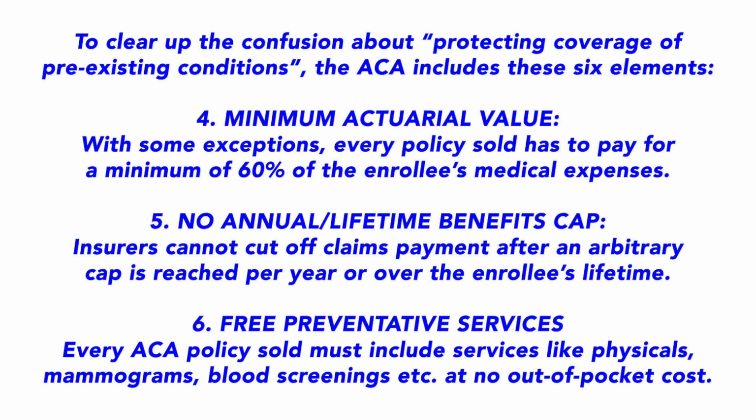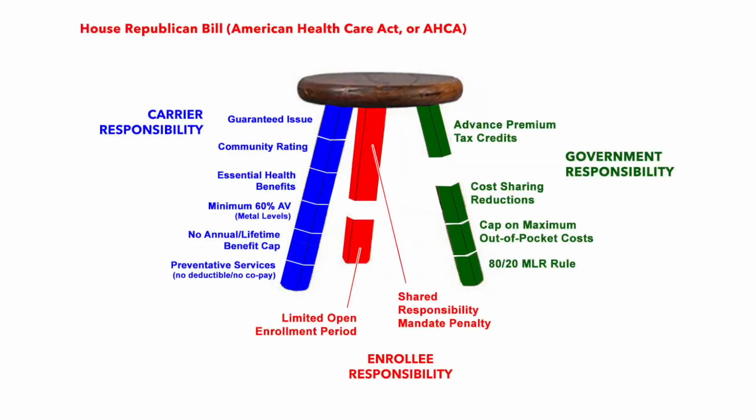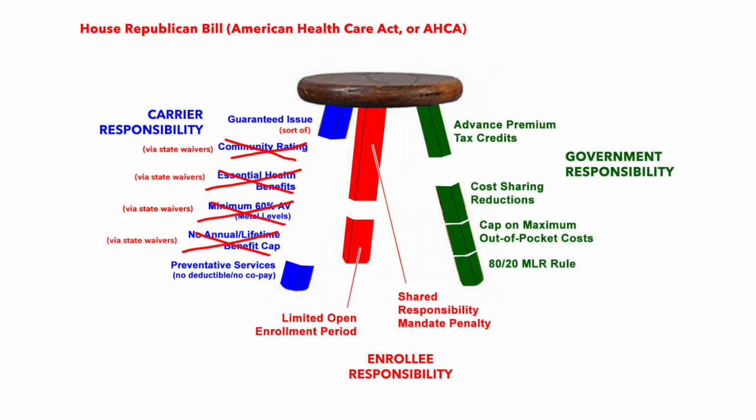at no out-of-pocket cost. Last winter, the House Republicans came up with and passed the American Health Care Act, or AHCA. If it had become law, it would have officially kept the ACA's guaranteed issue rules, but it would have allowed state waivers to eliminate community rating, essential health benefits, minimum AV levels, brought back annual and lifetime caps, and might have even killed off free preventative services, although I was never quite sure about that one.